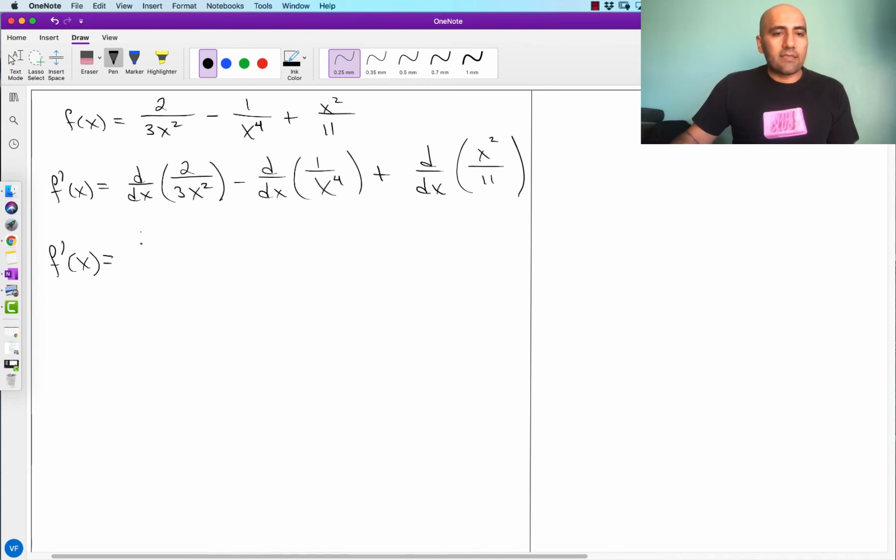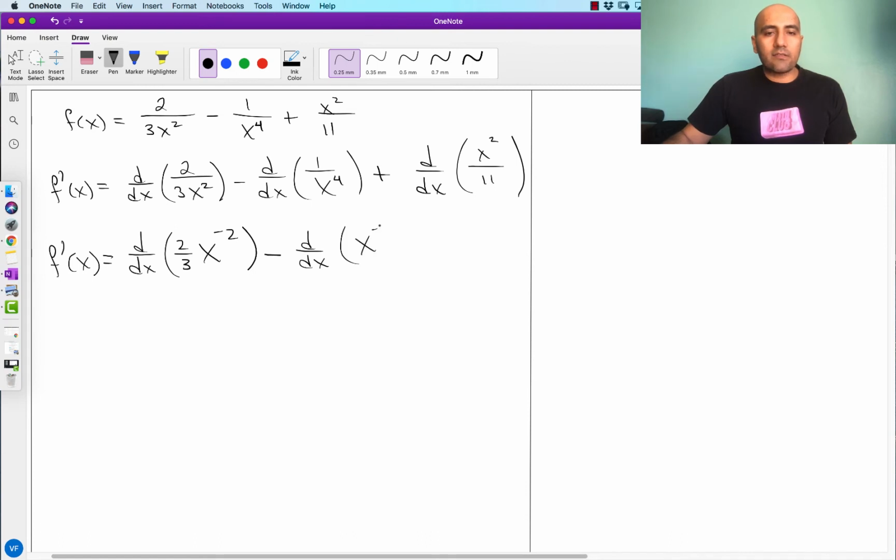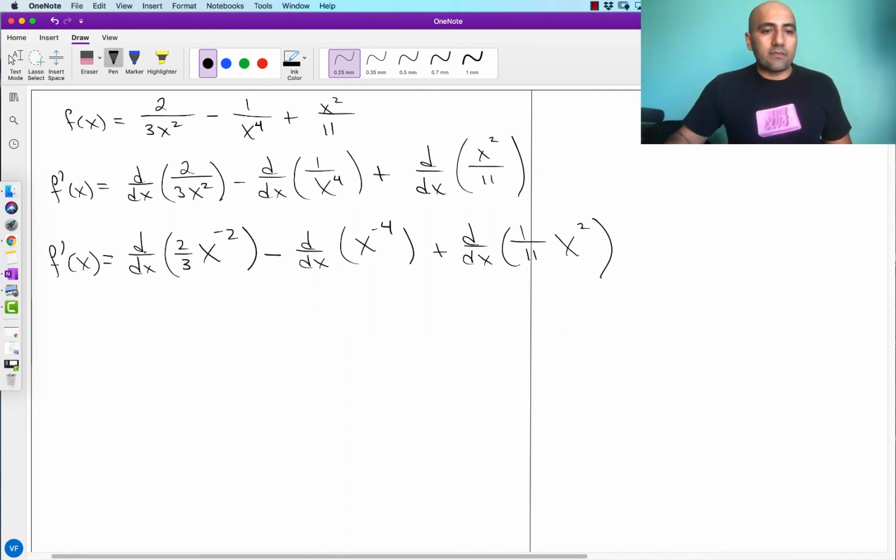This is the same thing as the derivative with respect to x of 2/3 x to the negative 2. Right? I haven't found the derivative yet. I've just manipulated this a little bit to make it look like that. Minus the derivative with respect to x of x to the minus 4th plus the derivative with respect to x of 1/11 x to the second power. Right? I haven't found the derivative yet. That's why I still leave this notation here, meaning that I have to find its derivative. Okay, so now I find the derivative, and that's how I get rid of that notation.